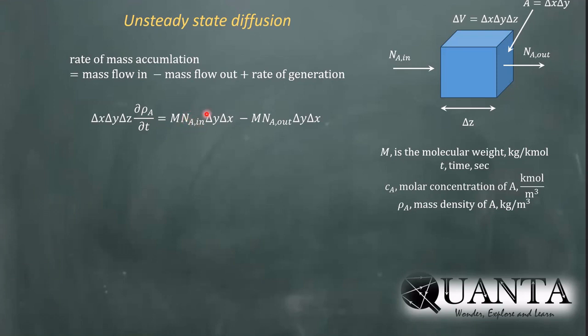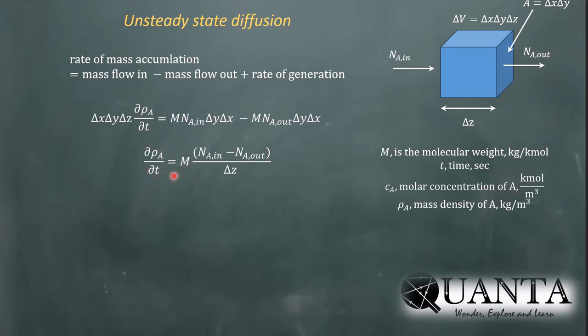To account for the area, we have delta y into delta x, and the moles to kgs we convert using the molecular weight. So this is dimensionally consistent, and it also has mass over time as the dimension. Similarly for this term as well. The rate of generation we take as 0. That means no chemical reaction for A inside this volume element. This is just to keep things simple.